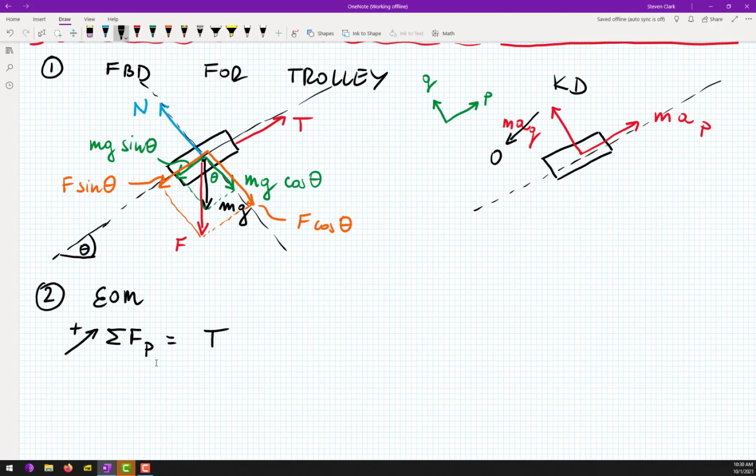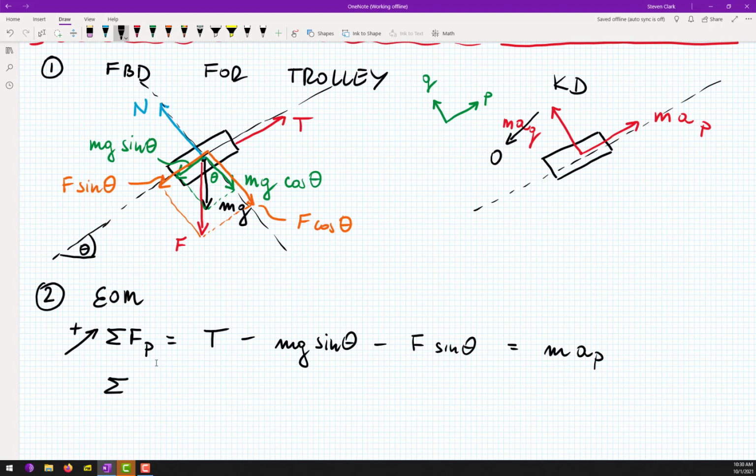So you guys told me that this is T, and I believe that we have minus mg sine theta minus F sine theta. And this is equal to our acceleration, m a_p.